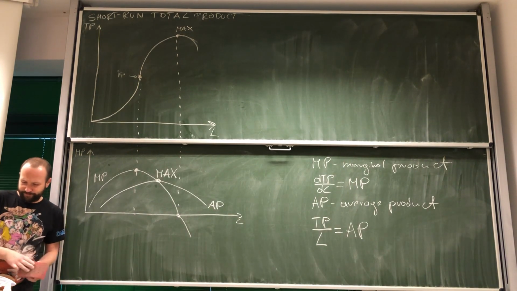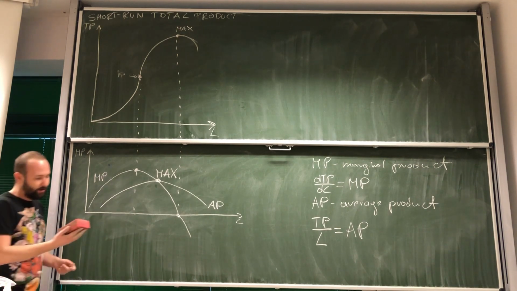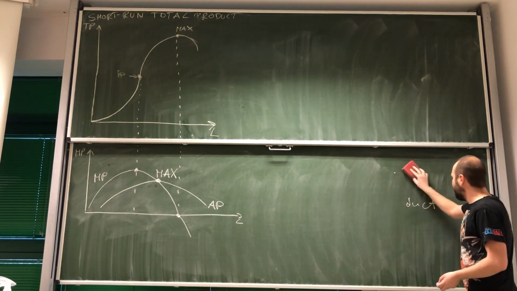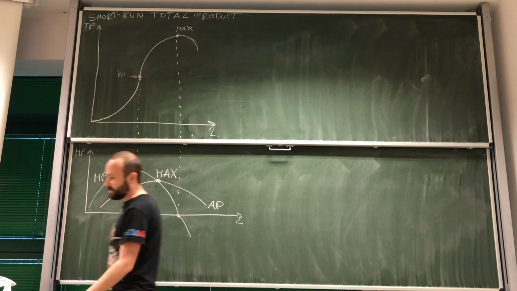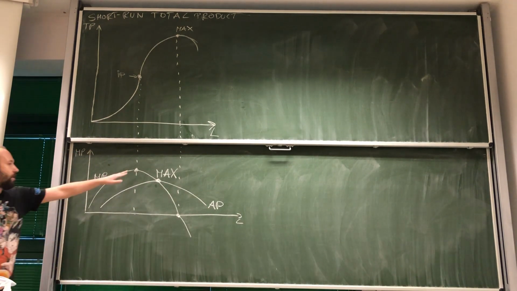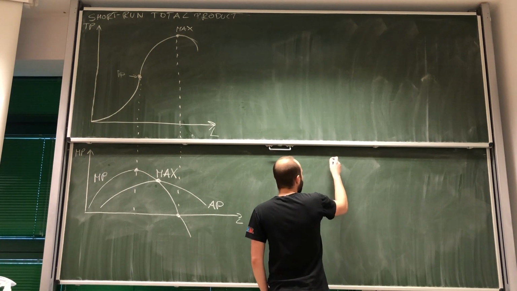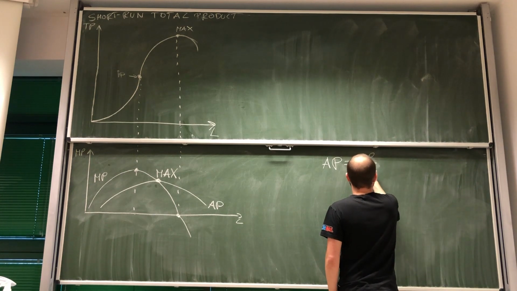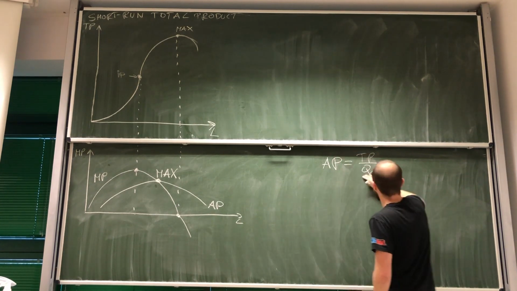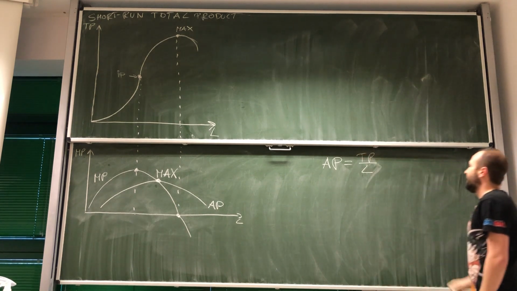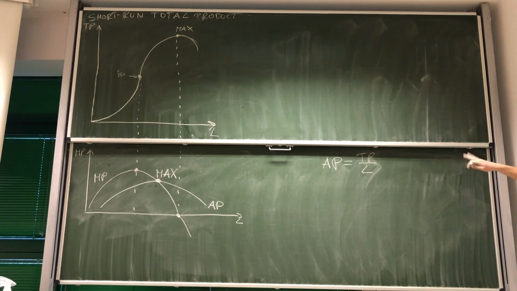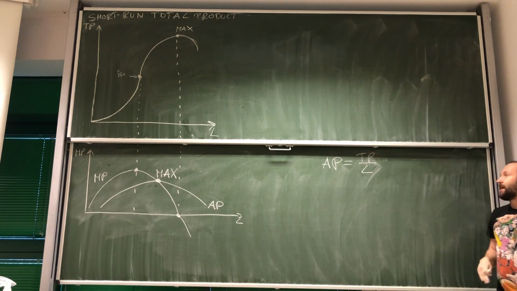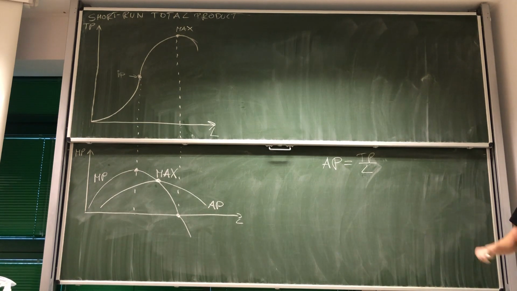Prove it to you that this is how it needs to be. Okay, so look, what I want to do right now is to find the maximum of the average product. So average product is a function of total product divided by labor. Okay, you might say, but we do not know how this function looks like, right? We don't know anything. How can we find the maximum? As it turns out, it is not necessary.